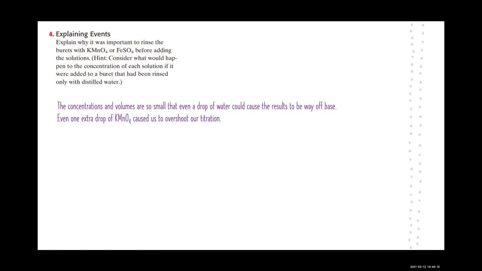So the reason that we rinsed with distilled water was to make sure that the burettes were very clean. But then we rinsed them again, if you remember, with the solutions we would be titrating. Why? Well, the concentrations and volumes are so small that even a drop of water could cause the results to be way off base. Even one extra drop of potassium permanganate causes us to way overshoot our titration.